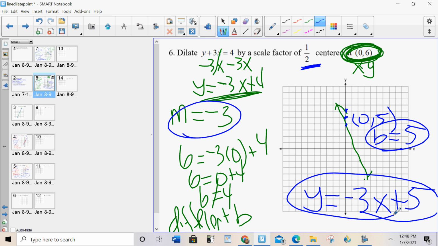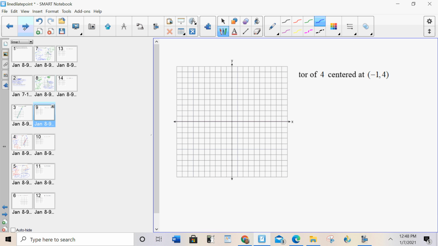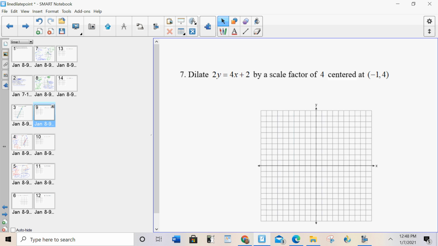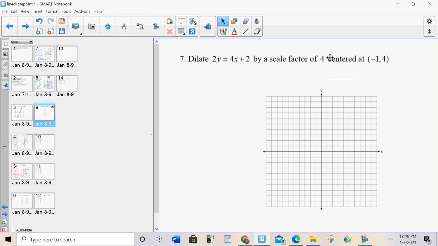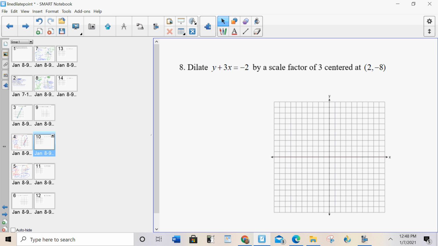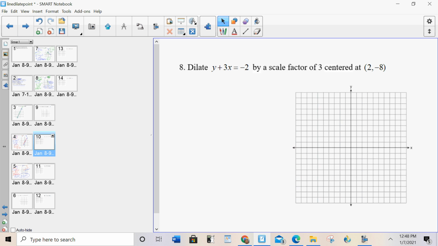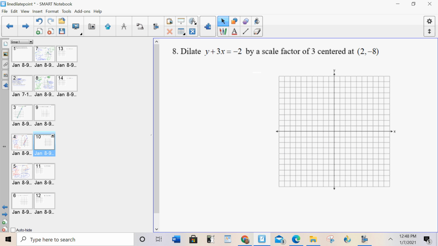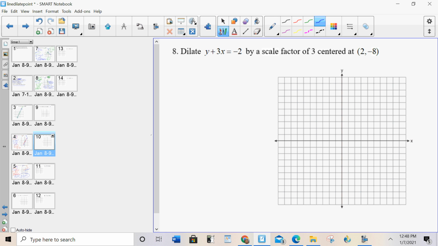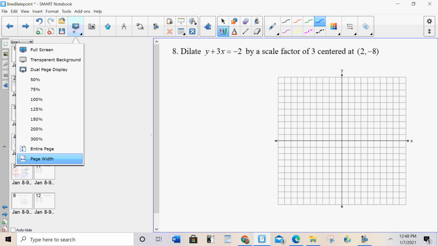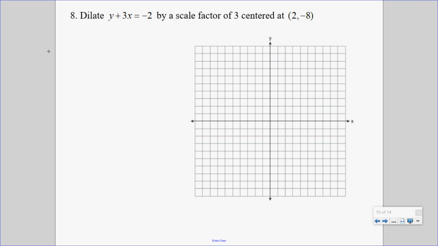So we're going to do just one more together, and then I'm going to let you practice on your own. Let's do number 8. Line dilations, parallel, keep the slope. Get y by itself, and then tell me the slope. I'll give you about 30 seconds to do that.